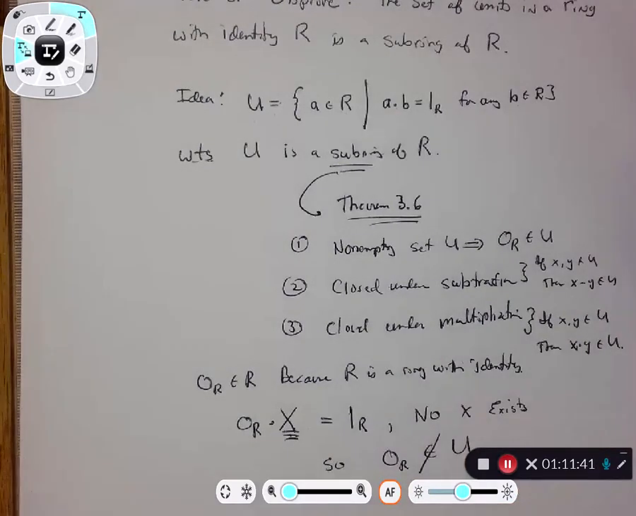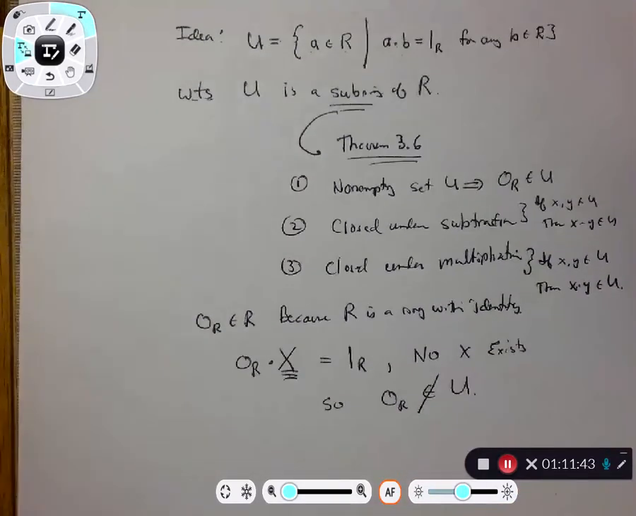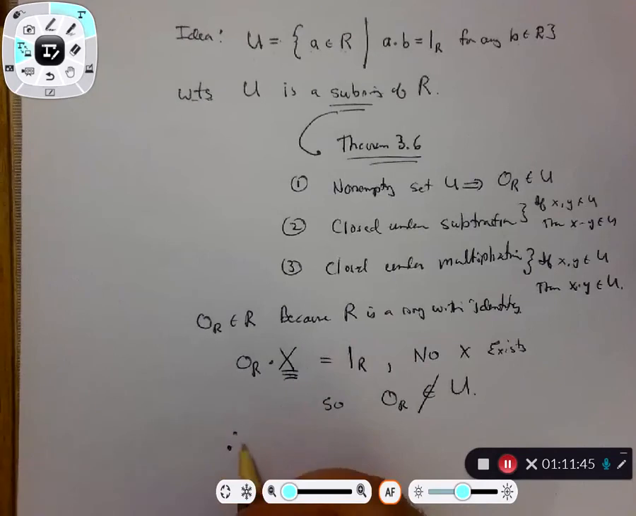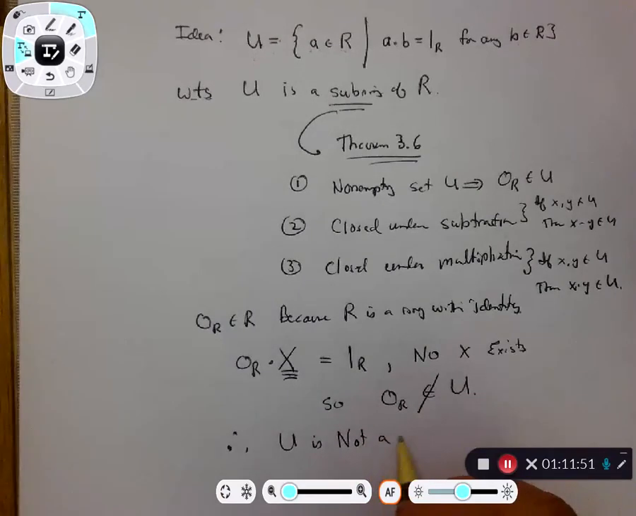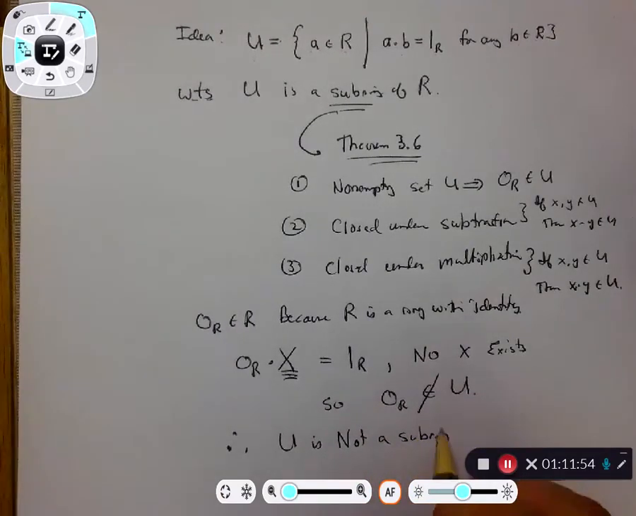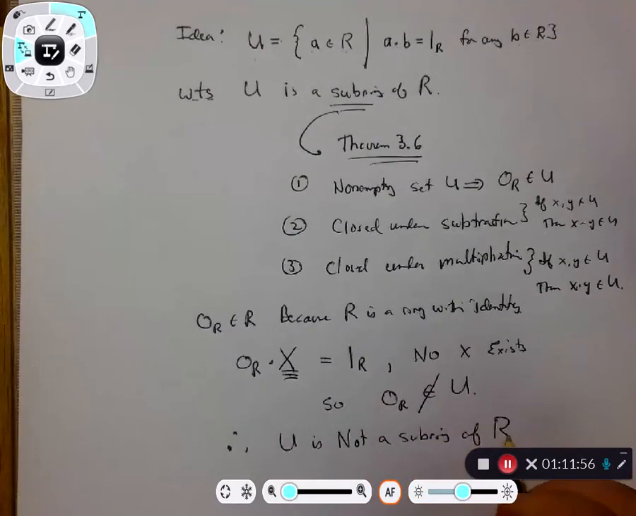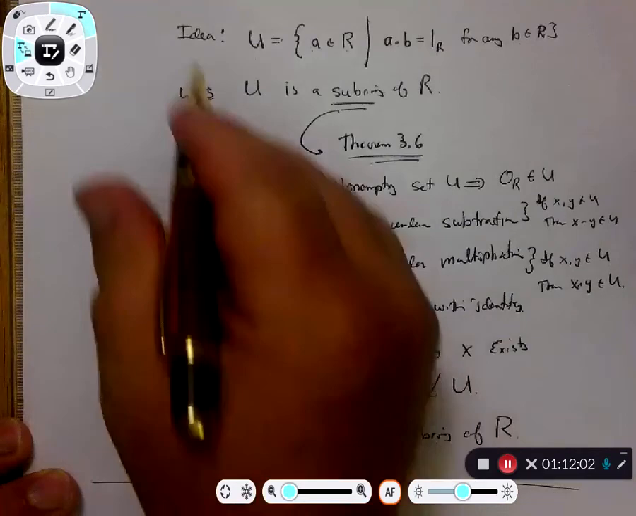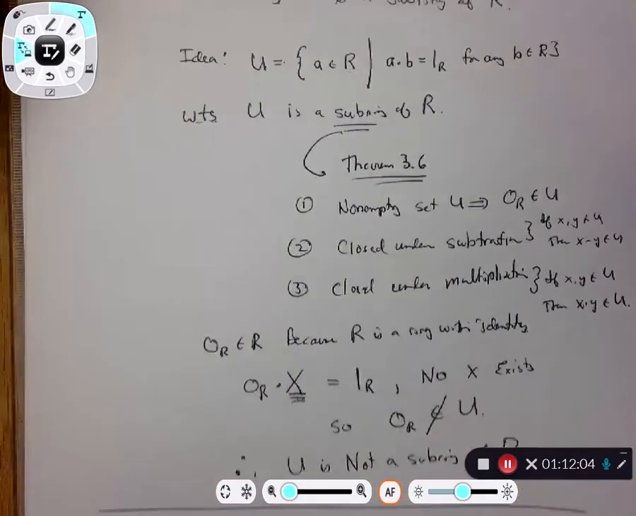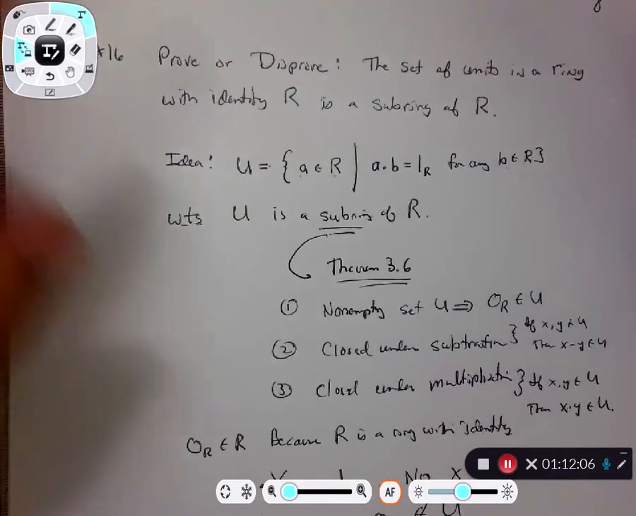So there's the trick right there. Since 0 in R is not an element of U, therefore this set U is not a subring of R. So now that's my scrap sheet of paper. I'm never supposed to show you this thing. So I'm going to answer prove or disprove.